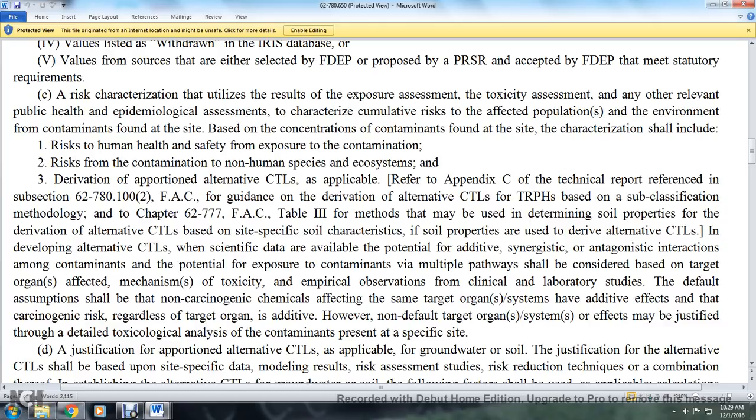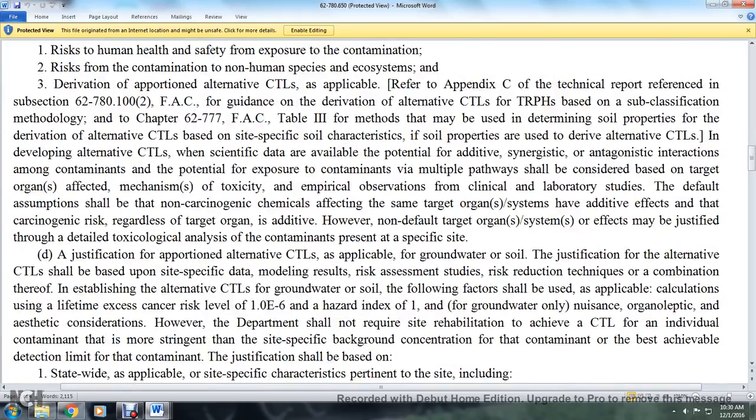should be considered. Potential exposure to contamination via multiple pathways shall be considered based on the target organ and effective mechanism, toxicity, empirical observation, clinical or laboratory study. The default assumption shall be that non-carcinogenic chemicals affecting some of the same target organ systems have additive effects, as does carcinogenic risk regardless of the target organ. However, the no-default target organ system effects may be justified through detailed toxicological analysis of the contamination present at a specific site.